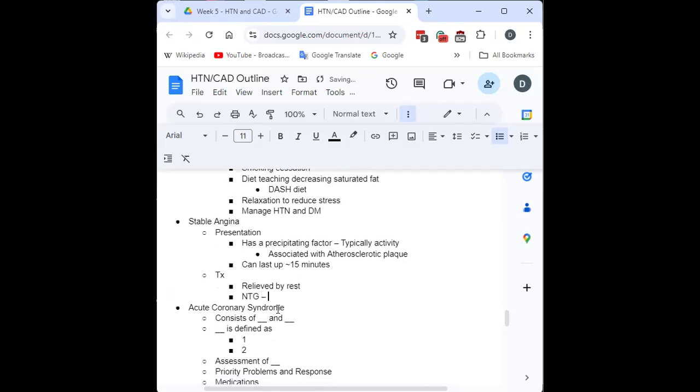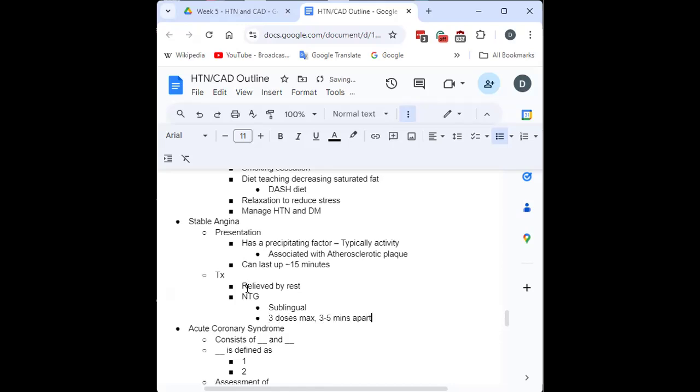So what do you guys know about nitroglycerin? Let's just go over it specifically. How's it given? Sublingual or spray? Yeah, we usually just learn sublingual here. And how much can you give? Yeah, so 3 doses max, about 3 to 5 minutes apart each. I think they teach us 5 minutes apart here.